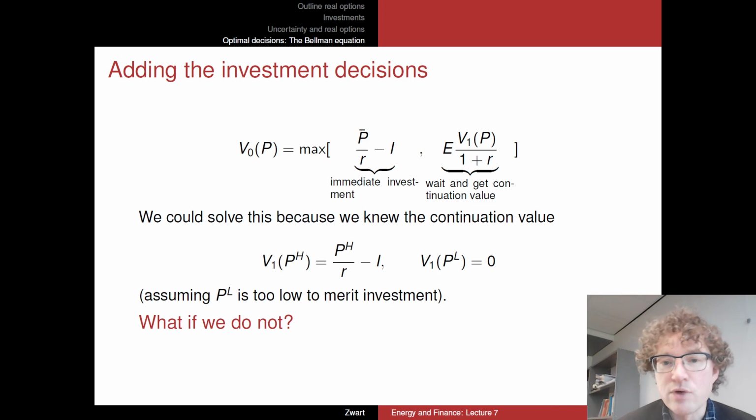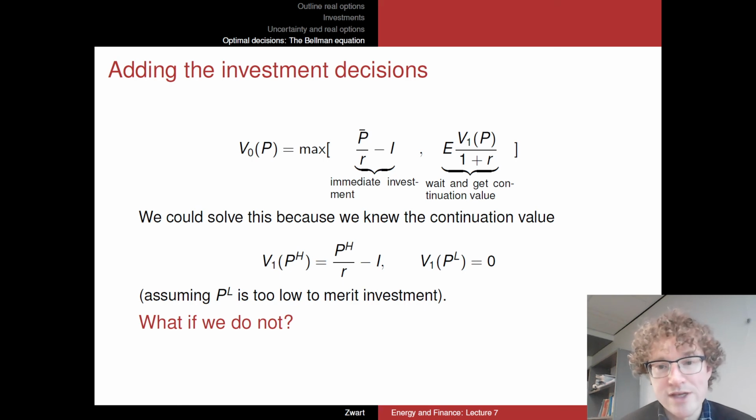In that case, we could solve this because we knew what this continuation value was, right? We knew what V1 was in both scenarios. V1 in the high scenario was just PH over R minus I, and V1 in the low scenario, particularly when this low price was low enough to make it not worthwhile to invest, was 0. So we could explicitly plug in that value and make that decision.